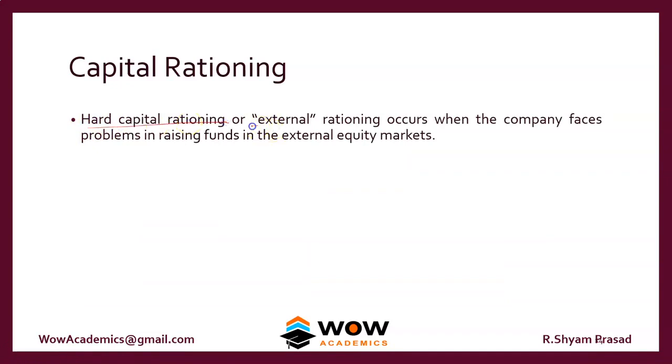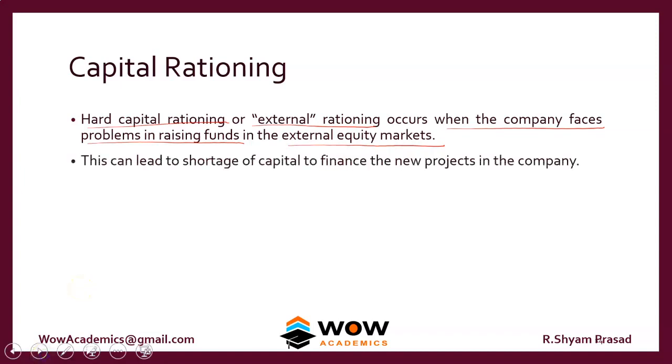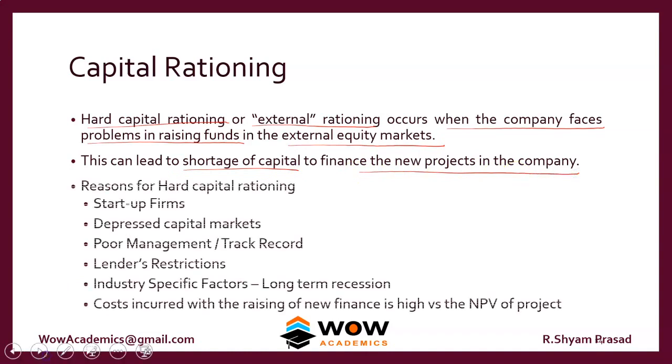Hard capital rationing, or external rationing, occurs when the company faces problems in raising funds in the external market. So what happens here is the company has the ability to invest in projects, but it cannot raise the capital from the market. Okay, so that is the reason. This can lead to a shortage of capital to finance the new projects in the company.